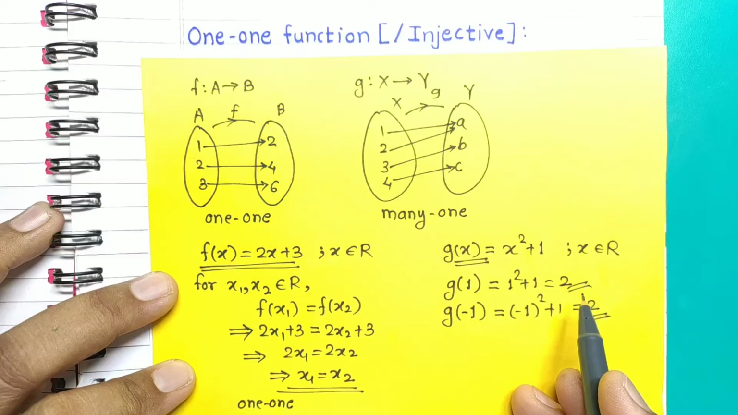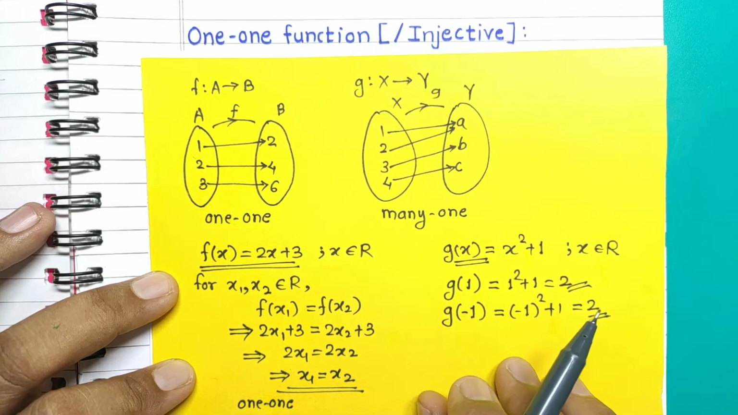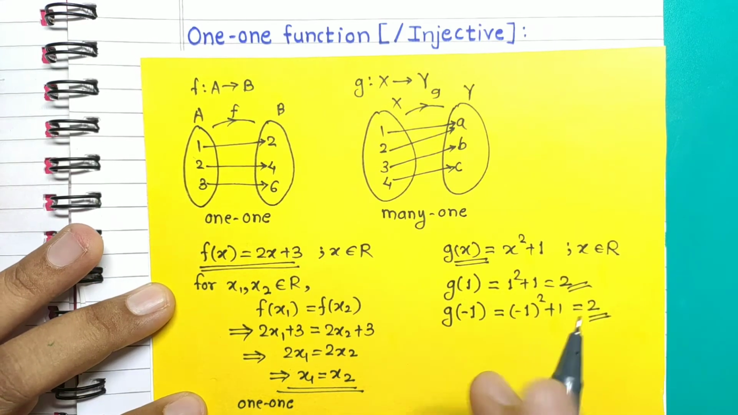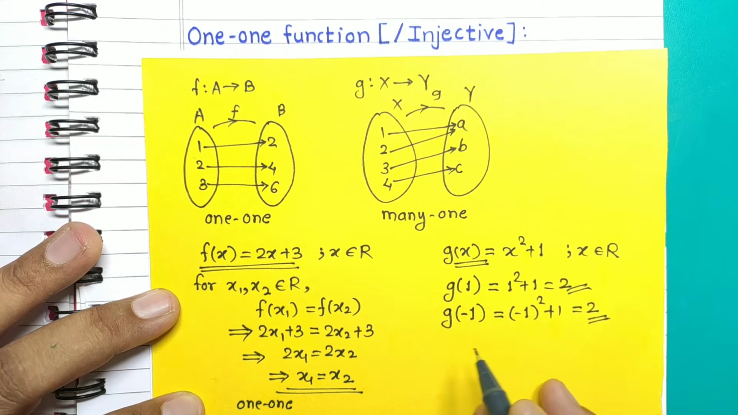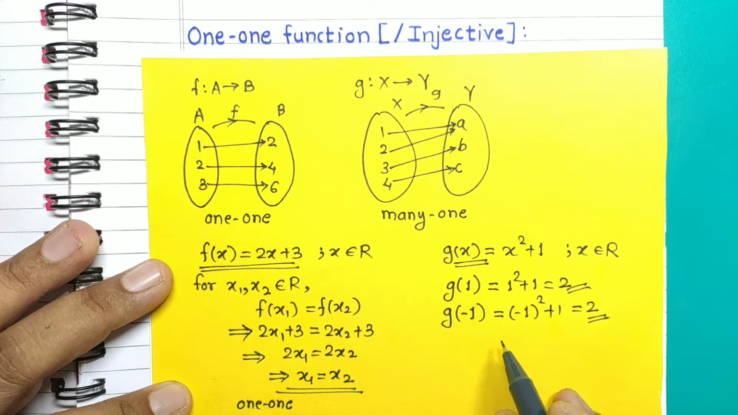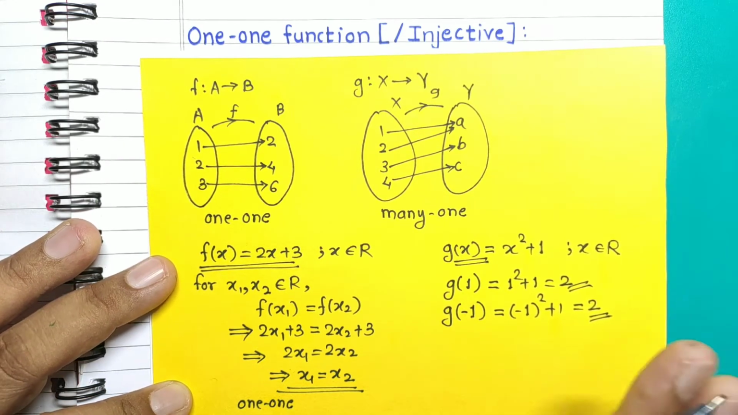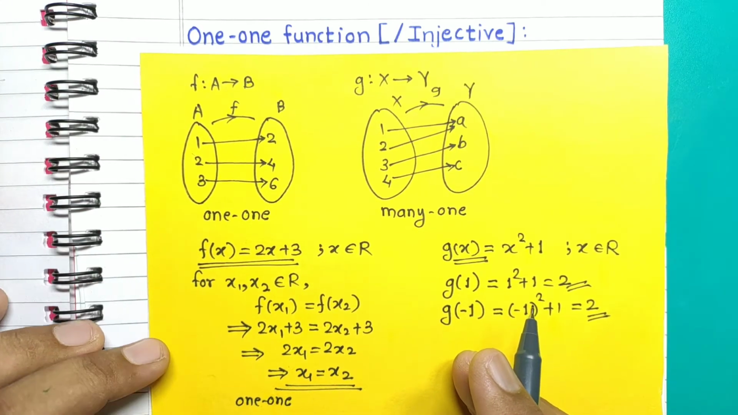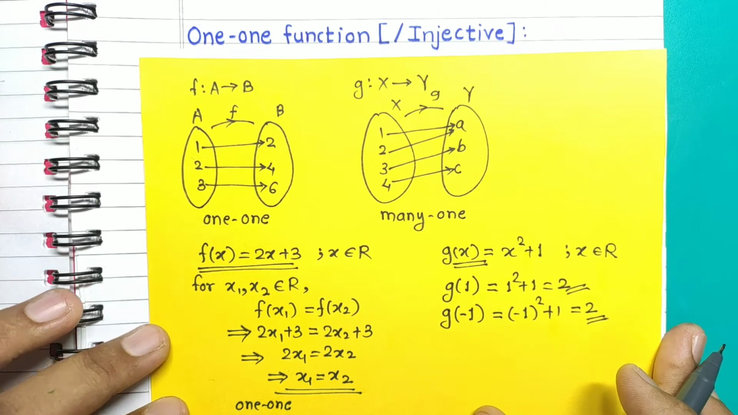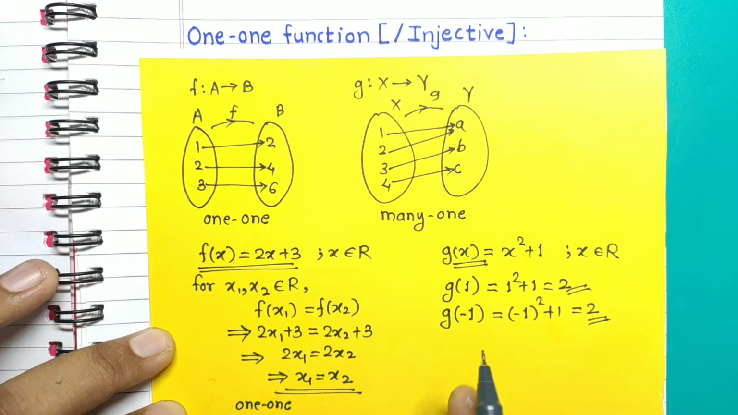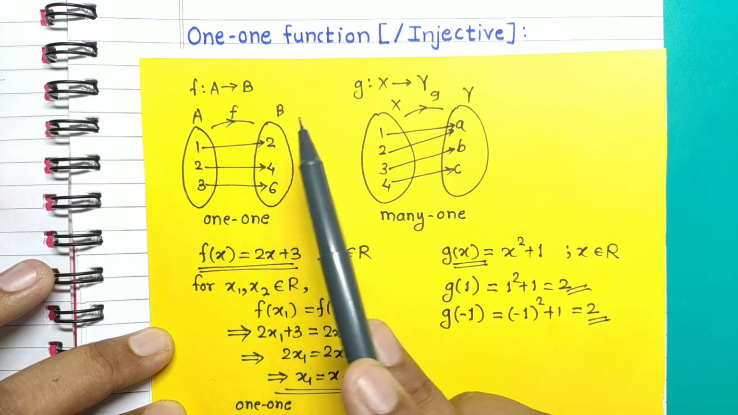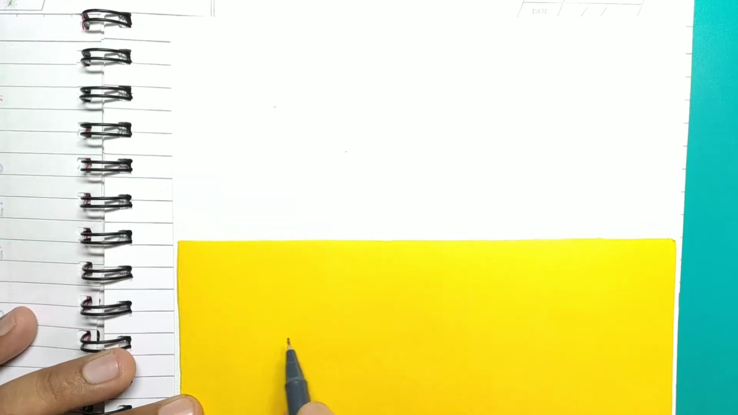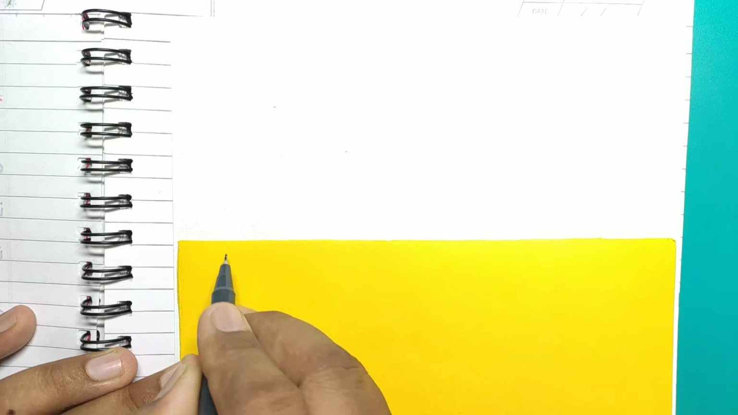Okay. So students, this 1-1 function or injective function is a very simple concept and it is very easy to understand. You have to just remember that distinct elements in the domain have distinct images in codomain. That is what an injective or 1-1 function is. Now students, let's move on to the next concept.